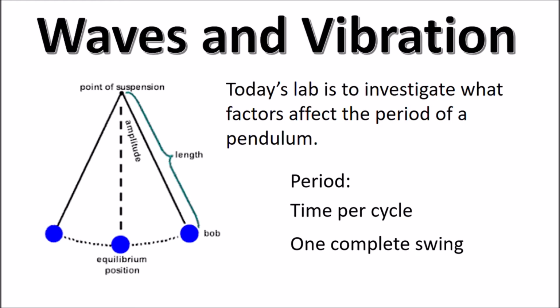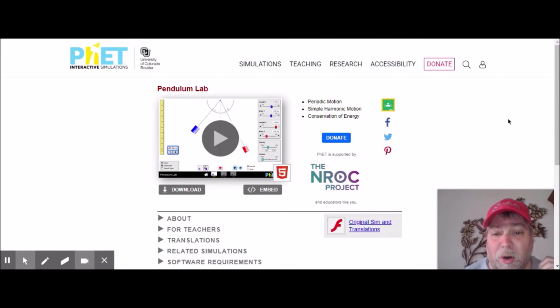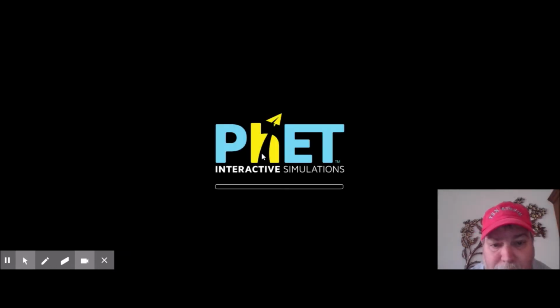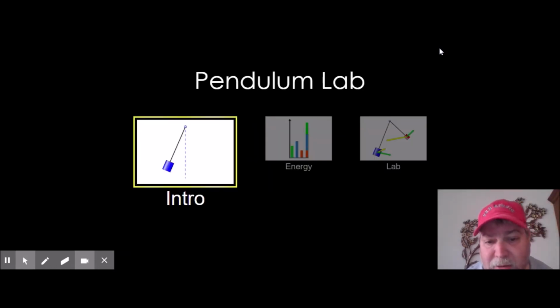Okay, so here's what we're going to do. As we discussed, here is our Pendulum Lab, and let's take a look at this. I'm not sure what comes up when you start the link. If you get this, just start it. There we go, PhET simulation. Then there's intro, there's stuff about energy.